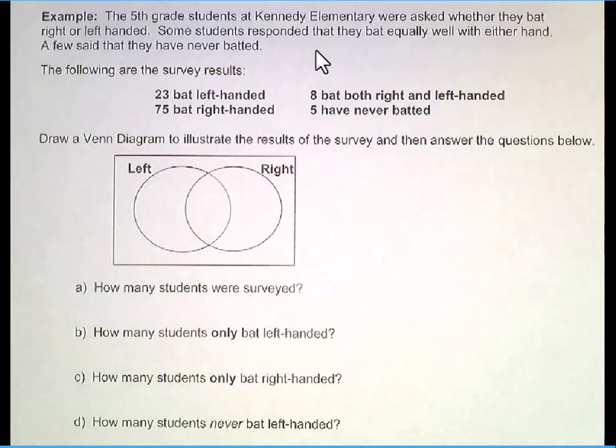Now we're going to do some word problems involving Venn diagrams. The trick with all of these is to always start in the middle, always start in the intersection.